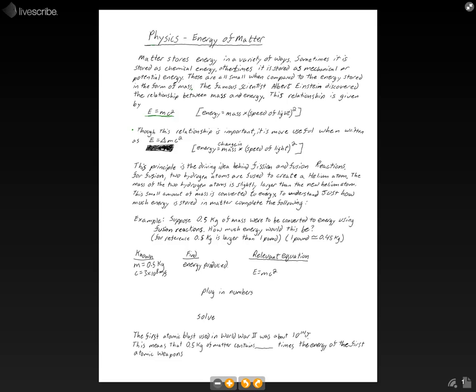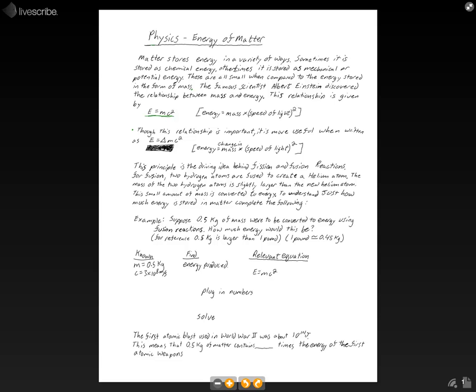So to understand exactly how much energy is stored in mass, let's go ahead and do a small calculation. So suppose that half a kilogram of mass, half a kilogram is just slightly larger than 1 pound. Suppose half a kilogram of mass were to be converted into energy using fusion reactions. How much energy would this be? And just so you know, 1 pound is about 0.45 kilograms, so we're about a tenth of a pound away from being 1 pound exactly.